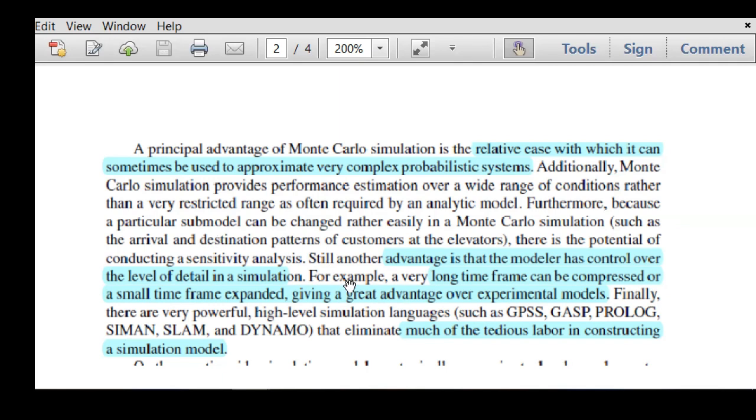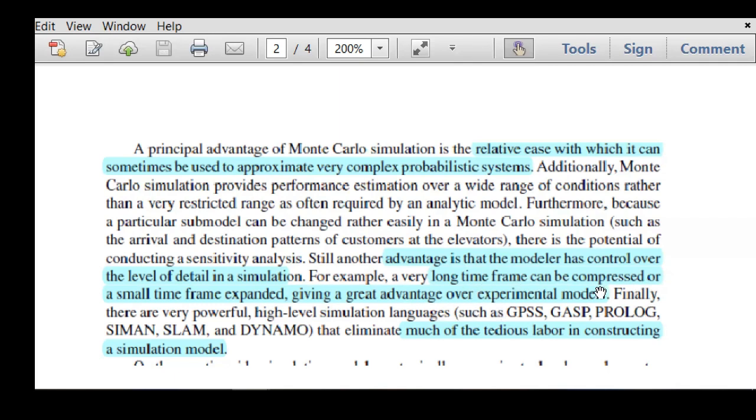Still, another advantage is that the modeler has control over the level of detail in a simulation. Obviously, the user, meaning you or me, whoever is creating the simulation algorithm, has full control over the parameters. That means definitely over the logical flow, and whatever is going on inside, we can control it to a huge extent.